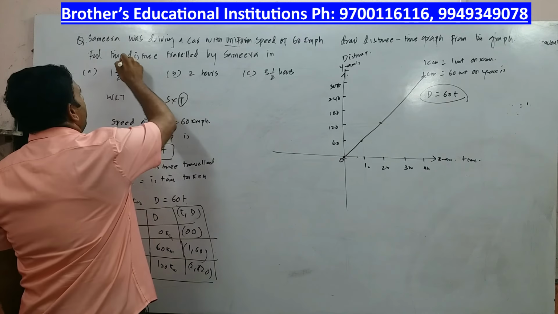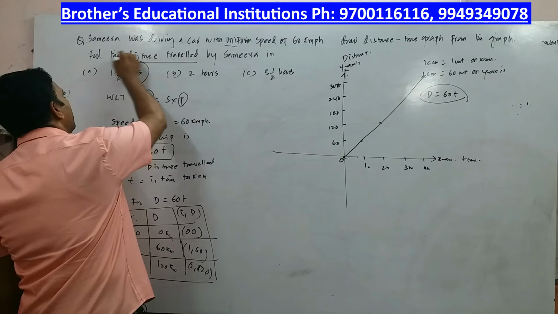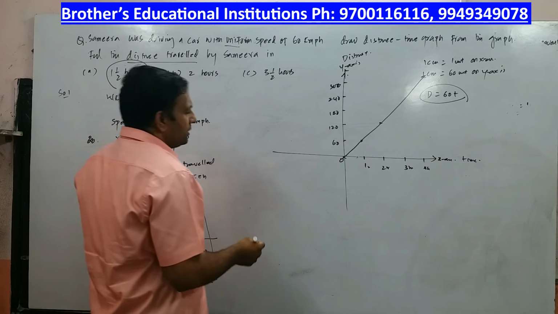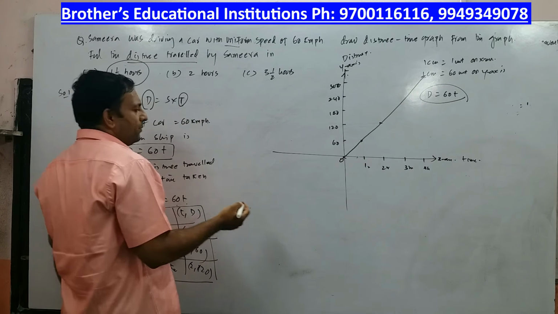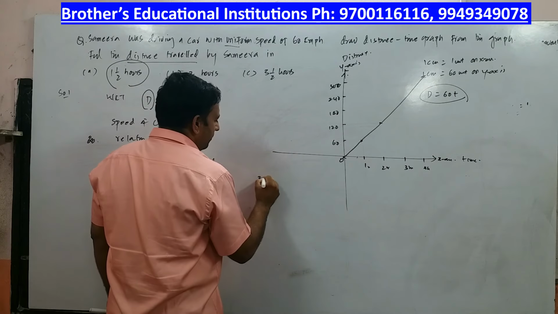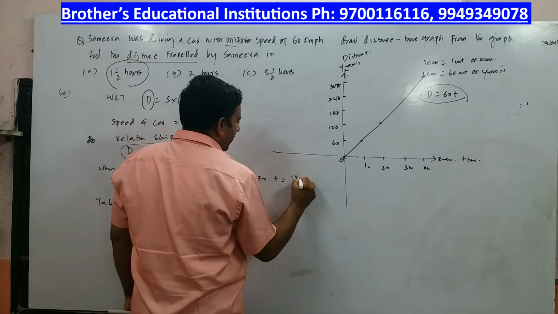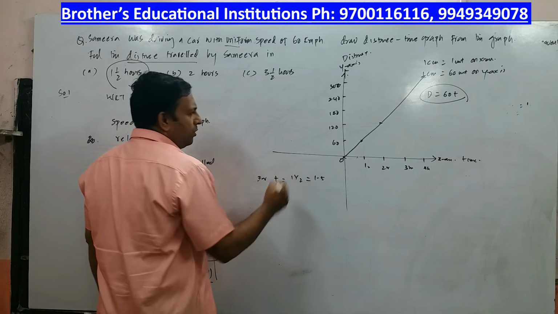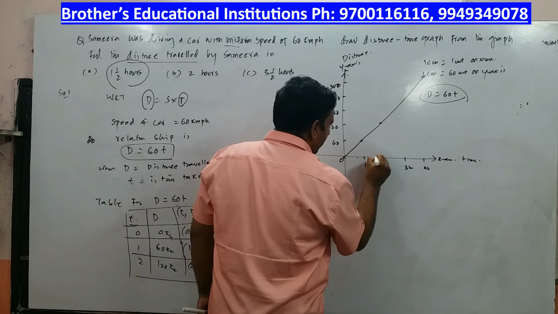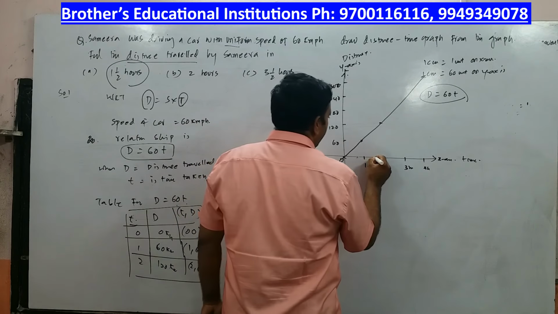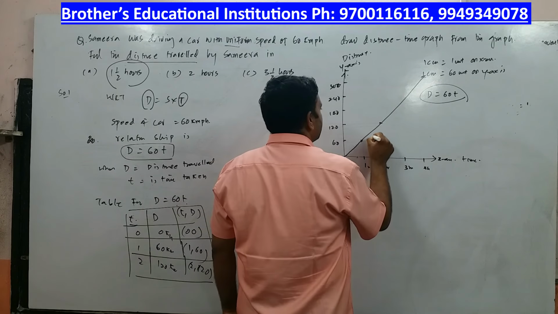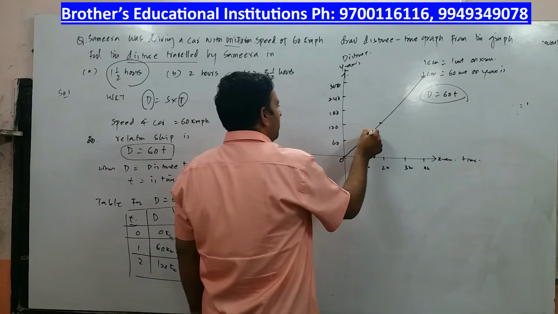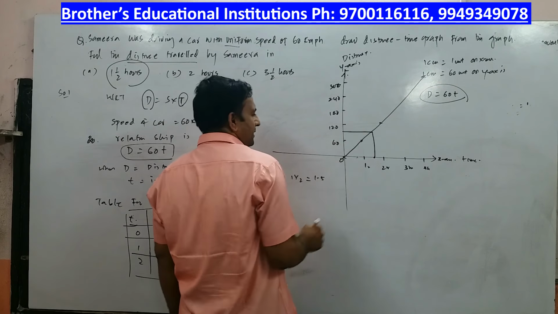Now find the distance travelled by Samira in 1.5 hours using the graph. See, 1.5 hours is the time, so t is equal to 1.5. What is d equal to? Using the graph, 1.5 means you are here. What you are going to do? You are going to draw a line parallel to the y-axis. Where is it intersecting? Here. From here you draw a line parallel to the x-axis, right?